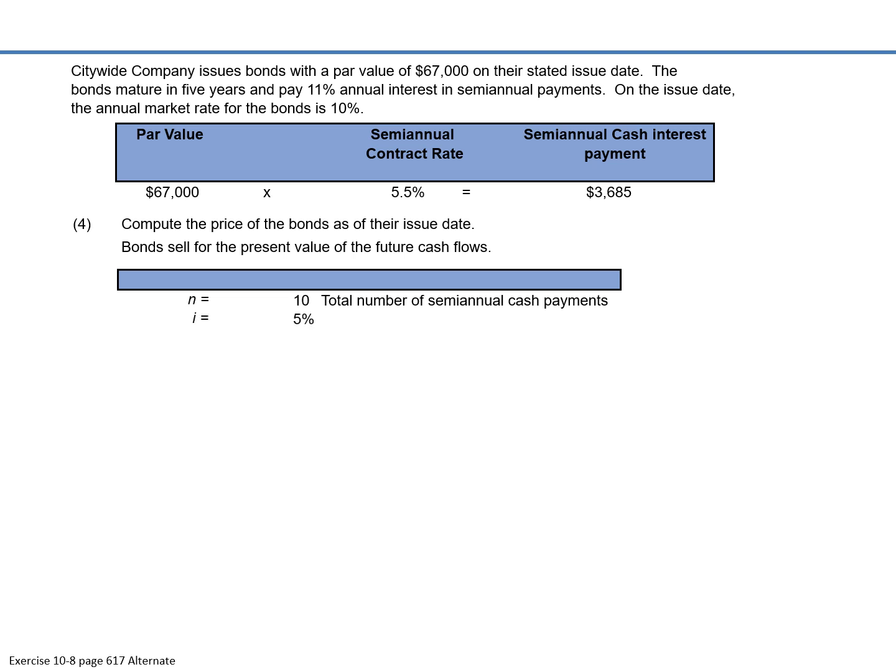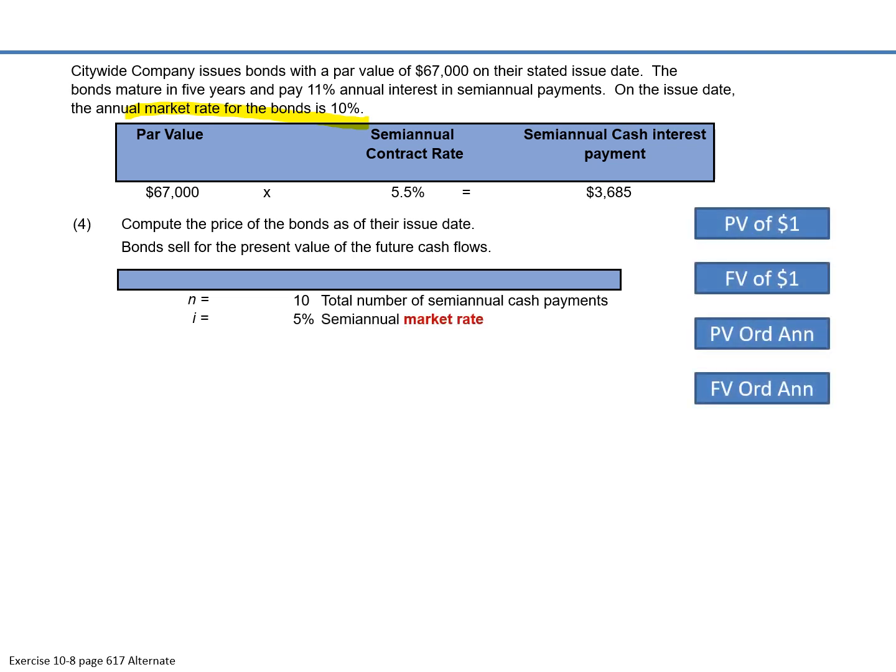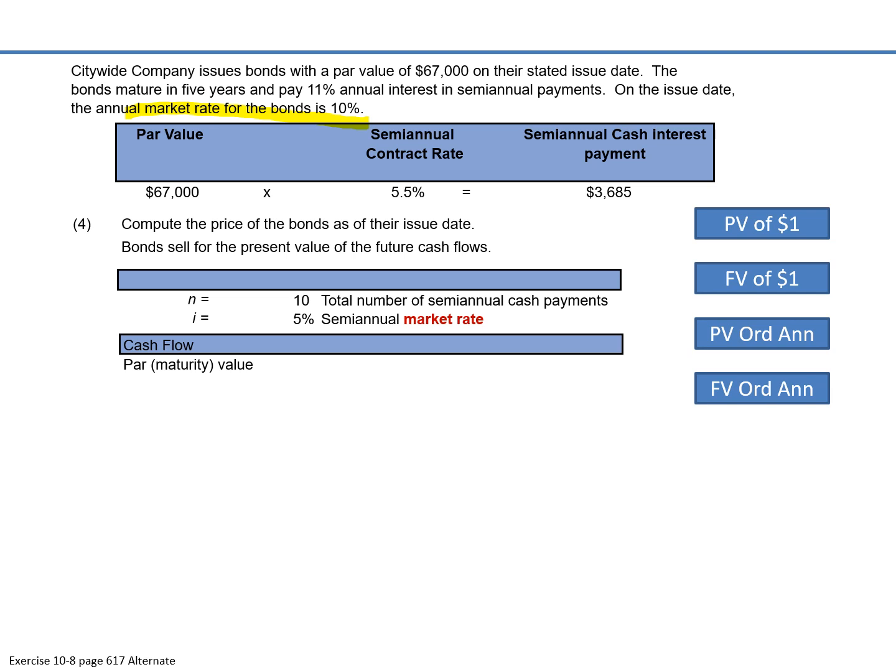The interest rate is going to be 5%. It needs to be the market rate because we're figuring out the selling price, right? So we're using market rate for this. So 5% is the market rate, the semi-annual rate. So the present value of 1, par value, we looked up N at 10 and I at 5% in that present value of 1 table. We come back with a factor of 0.6139. So if we take 0.6139 times $67,000 par value, the present value of that is $41,131.